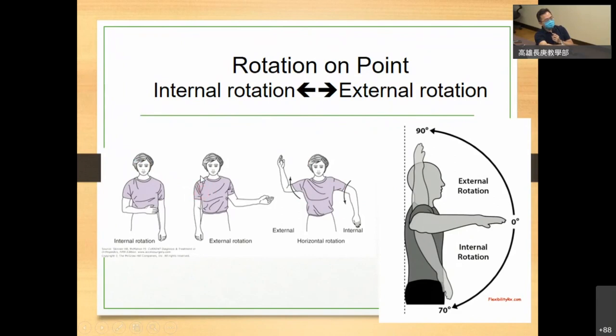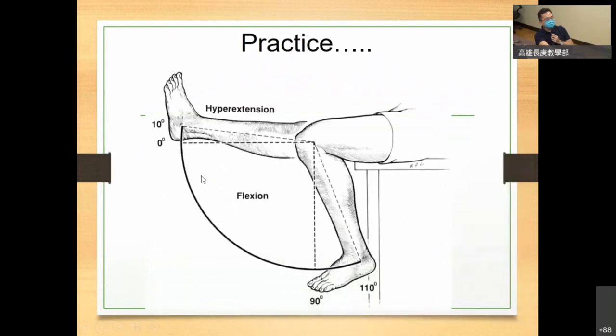If the hand rotates into the body, rotating according to the body, that means internal rotation. If your hand rotates out of the body, that means external rotation. So these terms are usually used on the shoulder joint and the hip joint.